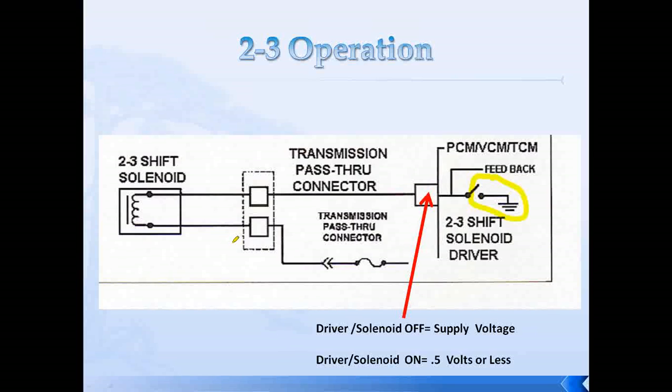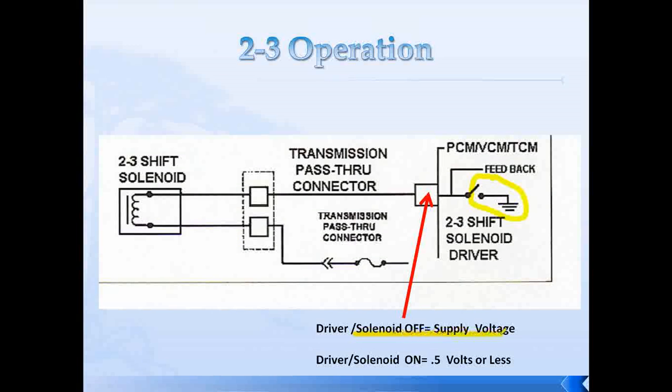Now, here's the kicker. By looking at a voltmeter on this PCM, VCM, TCM pin, we have just said that if the solenoid was shut off, in other words, the driver was turned off, you would see approximately 12 volts on this pin. When the driver circuit's turned on, in other words, the solenoid is cycled in the on position, and on your scan tool it says on for your command line, you will typically see less than a half a volt on that pin.